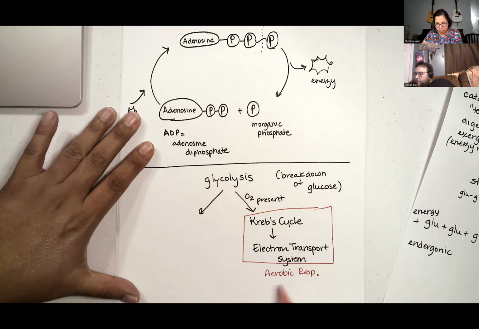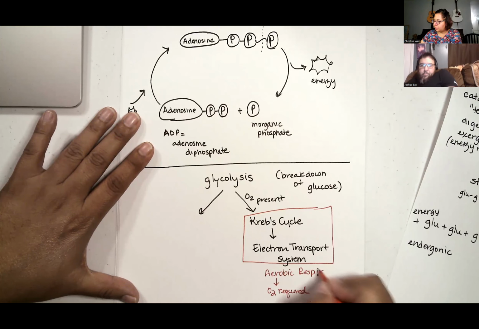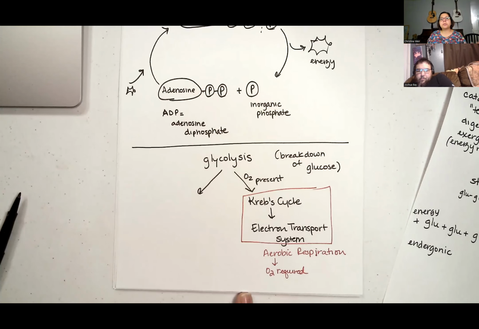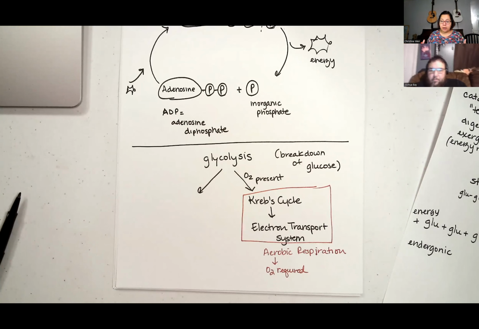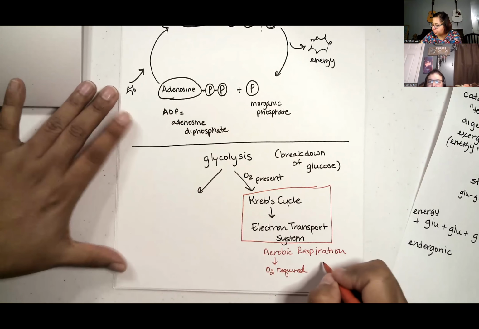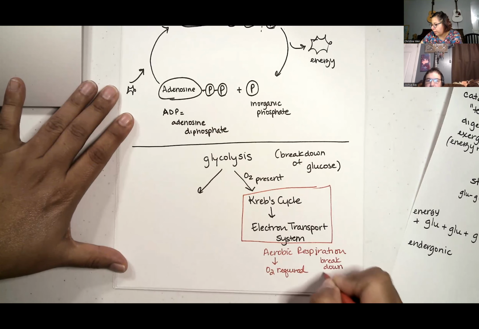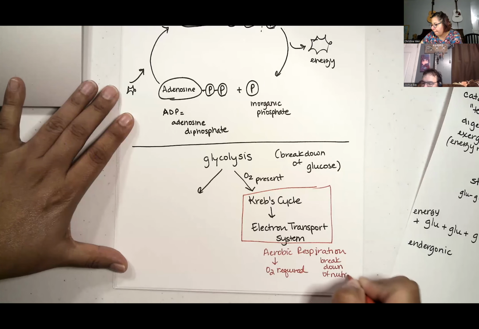And that's what aerobic means: oxygen is required. Respiration, I'll spell it out. Respiration means basically you're taking in oxygen and breaking down stuff in order to generate energy. Breakdown of nutrients to make energy.